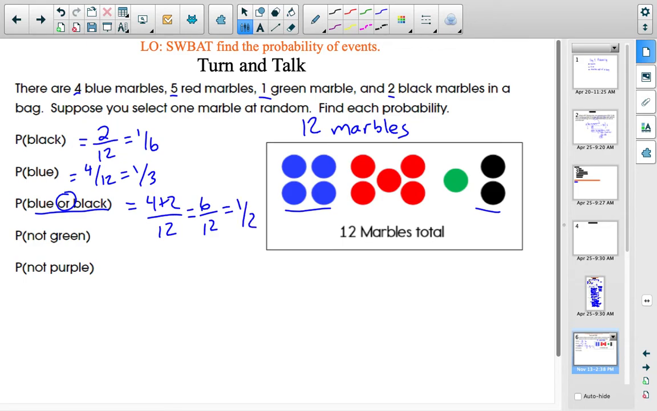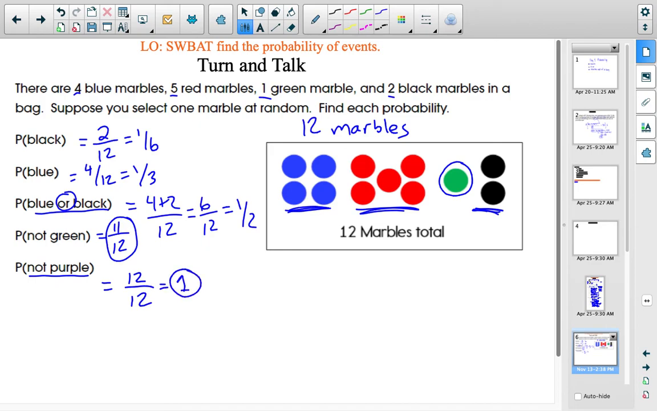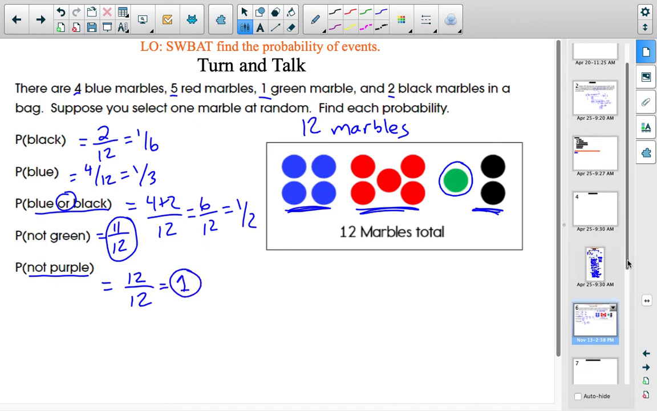Probability of not green. So here's my only green. How many of them are not green? Well, I've got the blue, the red, that's 9, and the black, 10, 11. So 11 over 12. So that's a pretty high probability that you will reach into that bag and not pull out a green. Not purple. We don't have any purple in there. So all of the marbles are not purple. And that's 1. Okay. So hopefully that's a good introduction to probability.